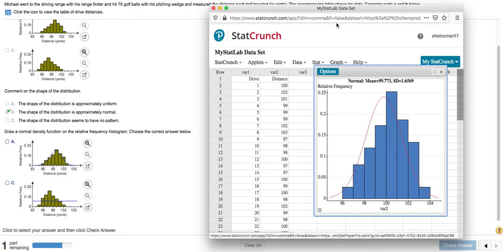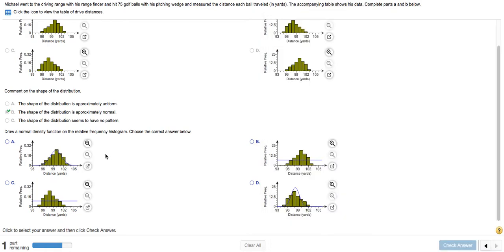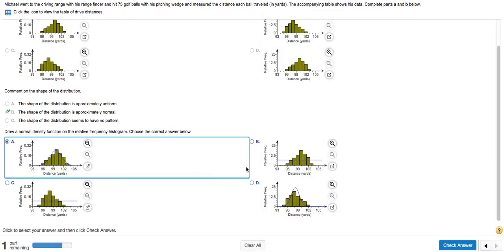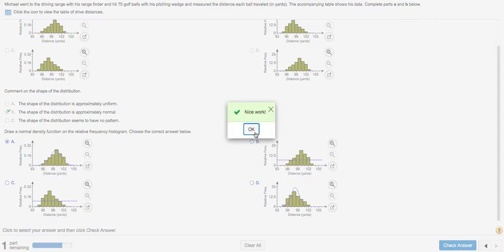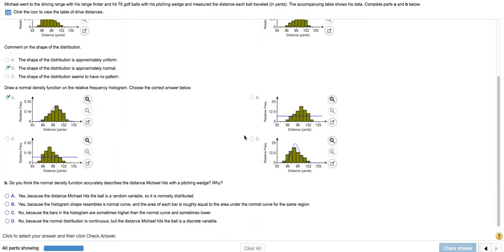So this resembles this option here. So I'll click check answer. Okay, and part B says, do you think the normal density function accurately describes the distance Michael hits with a pitching wedge, and why? So I'm going to say yes. If your data is relatively normal, then it can be approximated by a normal distribution. So it's not going to be no, it's got to be choice A or B. The answer is yes. I just want to choose the right one.